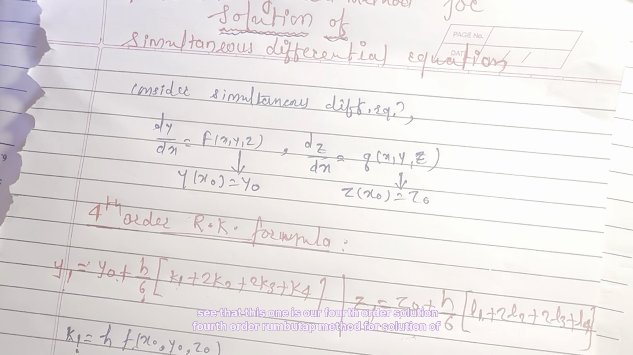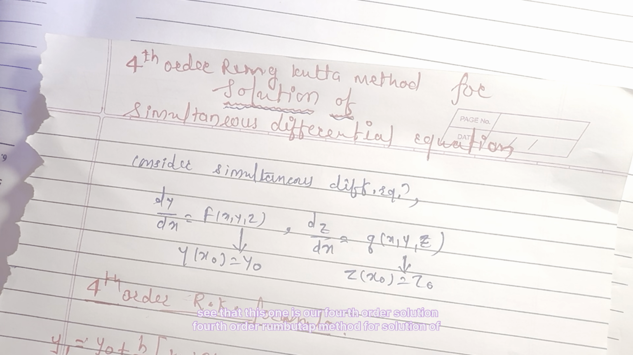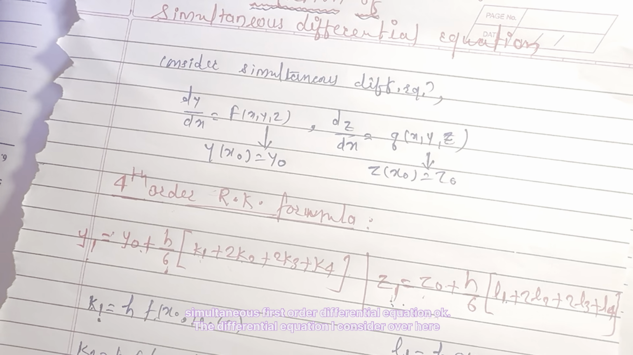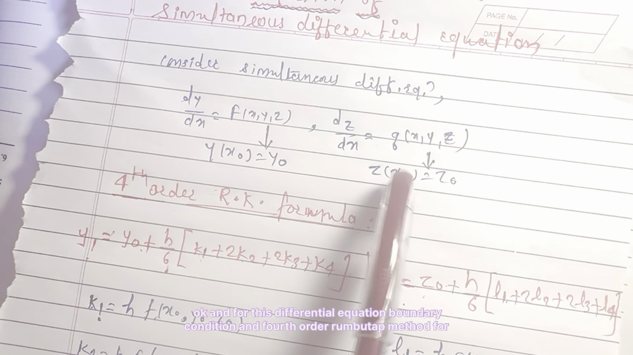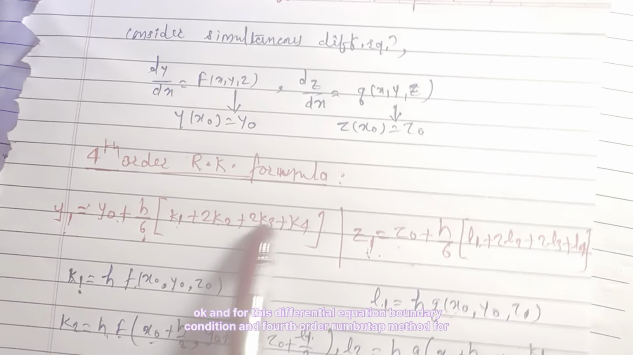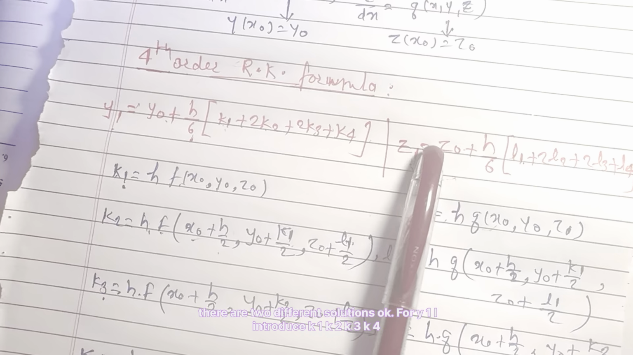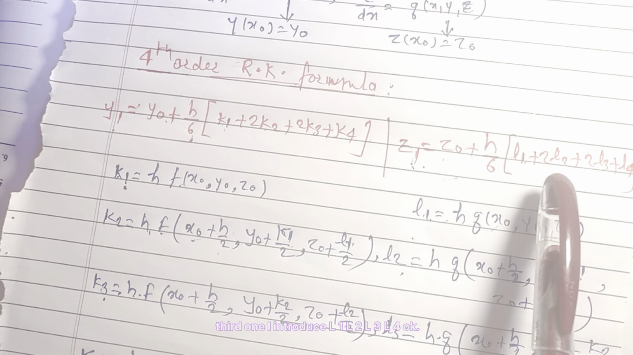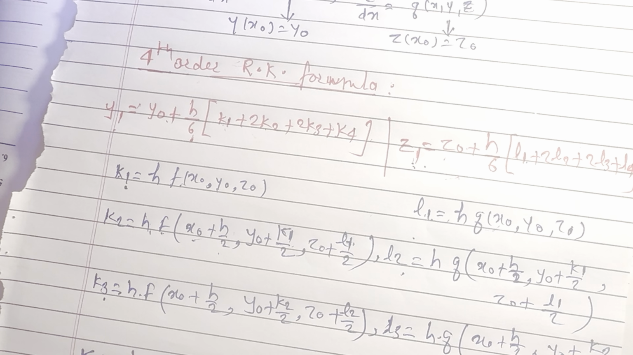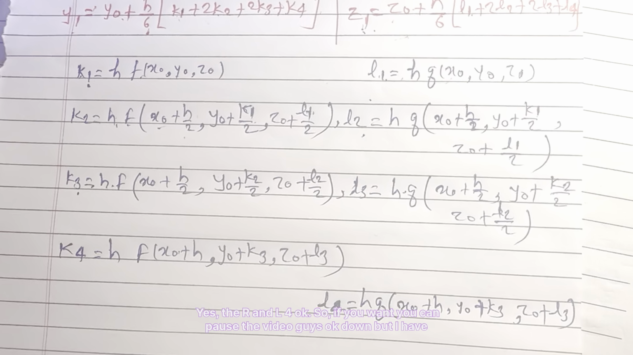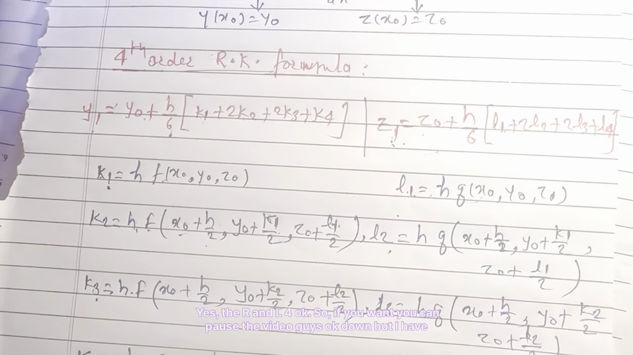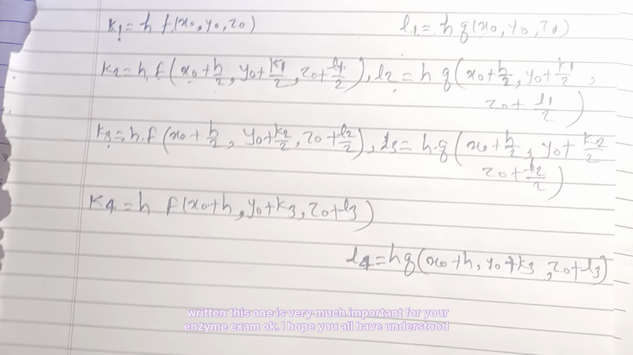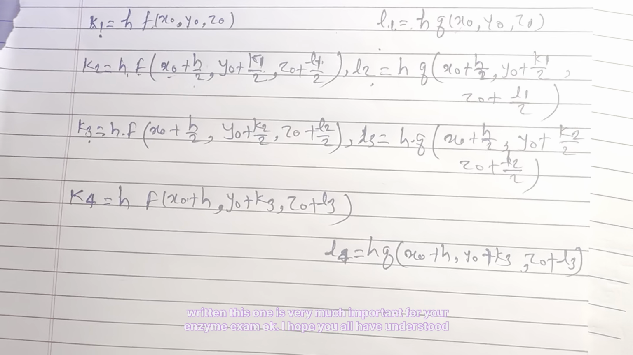So see that this one is our fourth order Runge Kutta method for solution of simultaneous first order differential equations. The differential equation I consider over here, and for this differential equation the boundary condition, and the fourth order Runge Kutta method for their two different solutions. For y1 I introduce k1, k2, k3, k4, for z1 I introduce l1, l2, l3, l4. If you want, you can pause the video guys, note down what I have written. This one is very much important for your end sem exam.